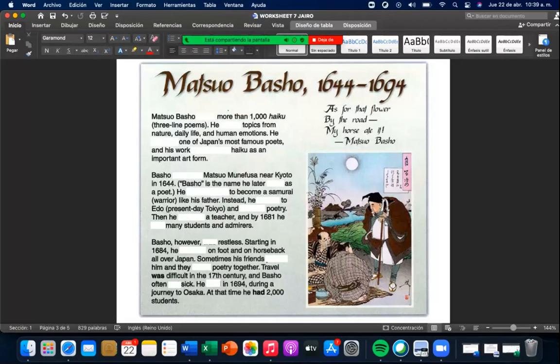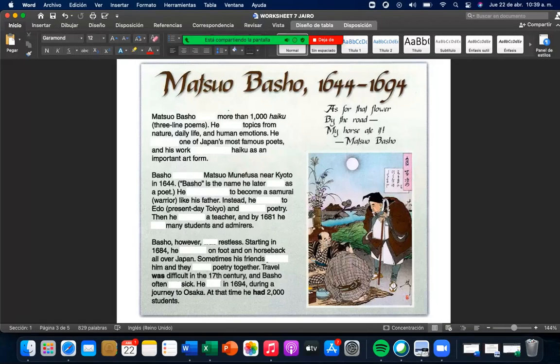Okay, guys. So as you can see, most of the verbs you chose are the same as the original version, but there are some big differences. For example, in this verb here, most of you were saying was, and his work was, and I said it sounds pretty weird, but then the verb that goes here is established, right? Established. So his work established haiku as an important art form.